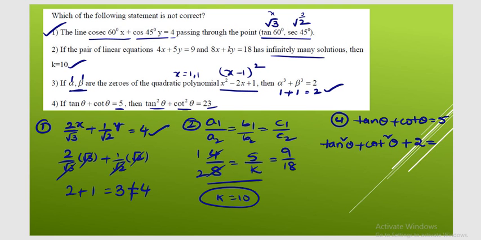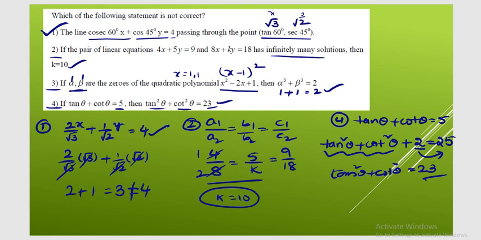So 2 times 1 is nothing but 2, which is equal to 5 square, 25. Since I need tan square theta plus cot square theta, I need to transpose this 2 onto the other side. So 25 minus 2 gives me 23. So tan square theta plus cot square theta is equal to 23. So this is what he has given. So from this, options 2, 3 and 4, these 3 statements are correct, and the first statement is the false statement, right?